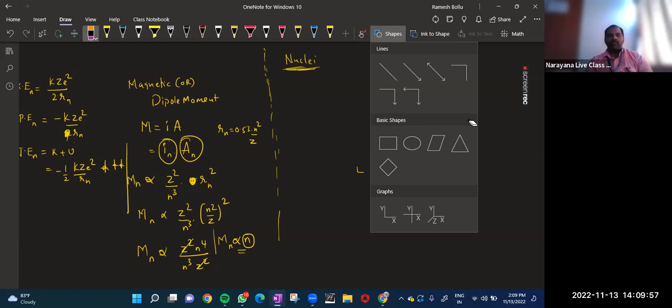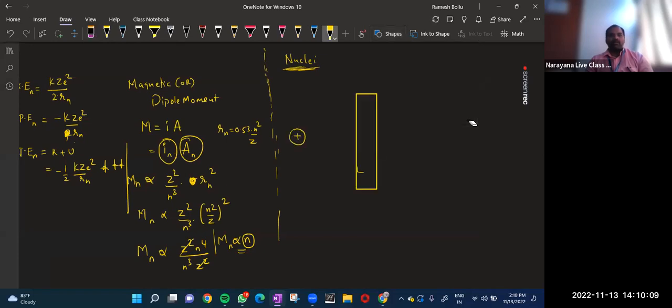This is one thin sheet. What Rutherford did was bombard alpha particles onto this gold foil. Bombarding means what? He analyzed that 99% of the alpha particles come out of the gold foil, students. This observation concluded that 99% of the atom is hollow, or empty.